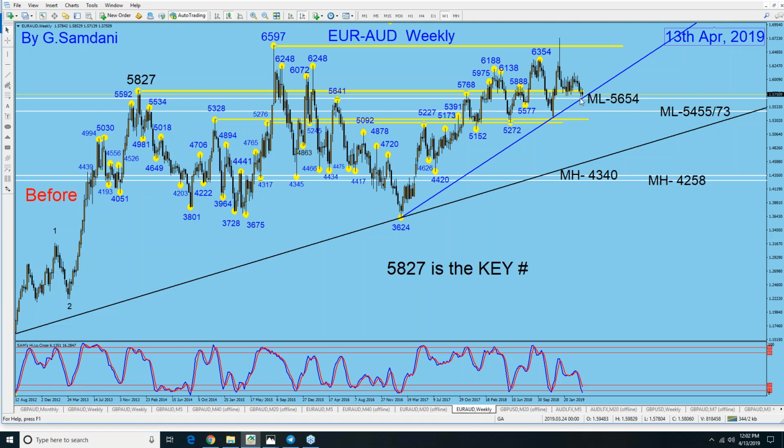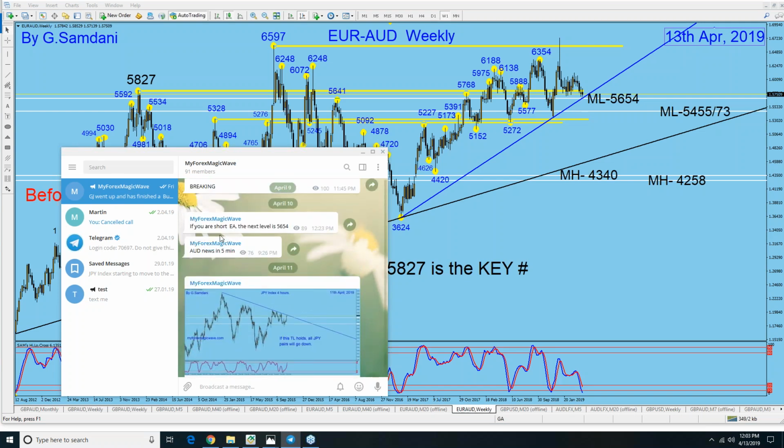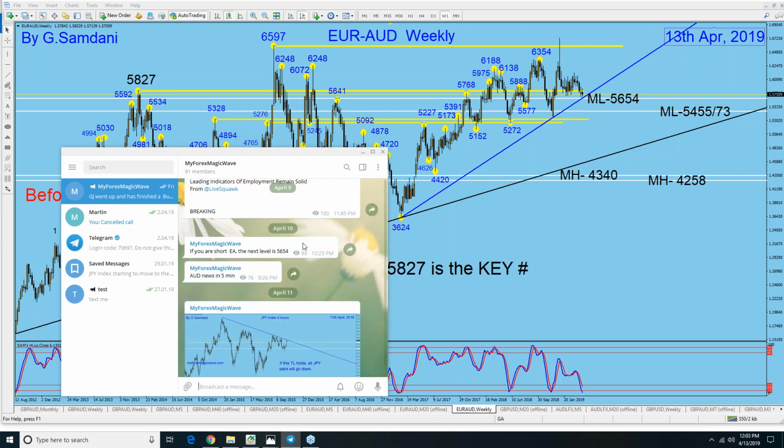So the idea was that below 5827 we will go down to 5654, and that's what my last webinar said. I mentioned in my last webinar that below 5827 I'll be looking for a short, and the target would be 56. I even sent a message in Telegram saying that. Maybe I can show you. It's a GA. See the GA making a short, right? And here, if you are short EA, the next level is 5654. That was my target, right?